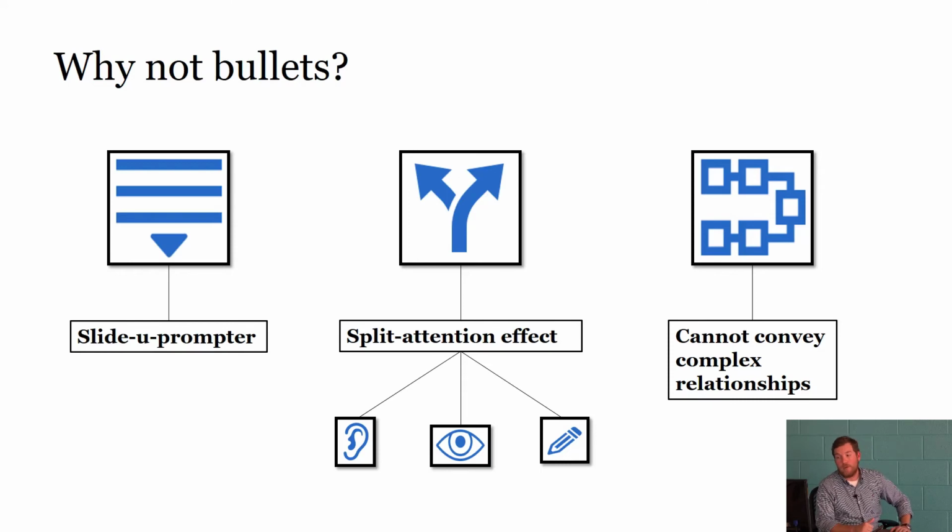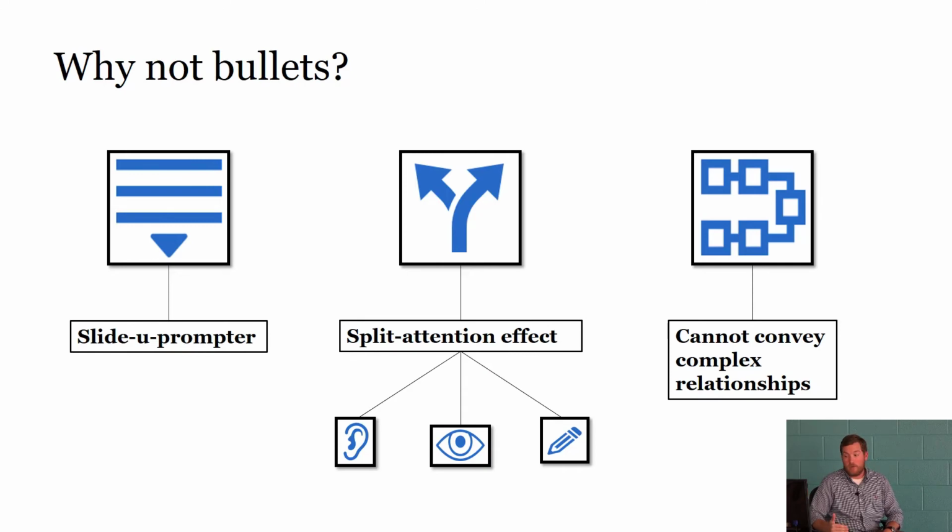The other problem with bullets is that it creates what's called the split attention effect, where you have people reading the board, hearing what you're saying, and trying to write all at the same time, right? So my attention, my working memory is split into 3 different things, whereas if I'm only using my slides as visual aids, then I don't have that problem. So overuse of bullets leads to this split attention effect, and it's humanly impossible to do all 3 of those things well simultaneously, right? You can't listen and write and look and do all 3 of those things to a high level.